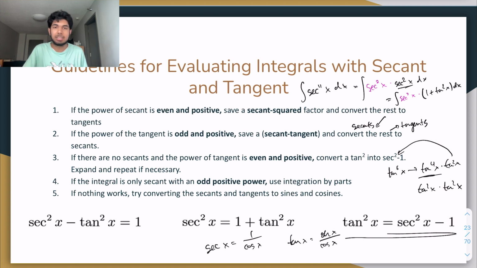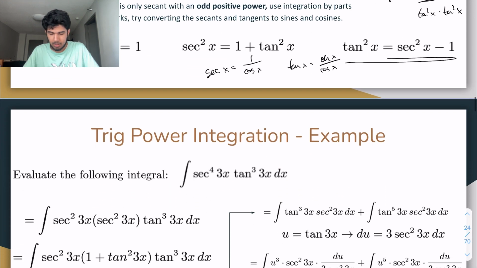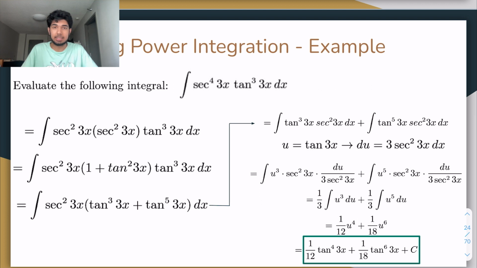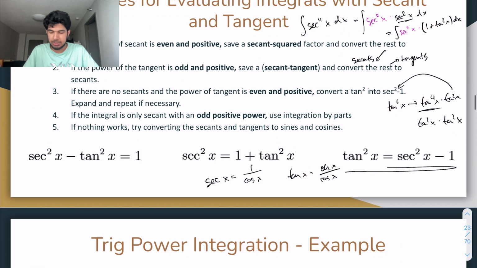So sometimes we might see that converting it to sines and cosines makes it easier because things start canceling out. And the similar thing goes when you see cosecants and cotangents. It's probably easier to just convert everything to sines and cosines and work from there. And here we see an example with secants and tangents. So we have the integral of secant to the fourth of 3x times tangent cubed of 3x. Let's look through our guidelines and see which one to use.